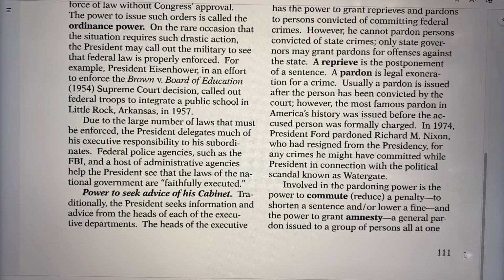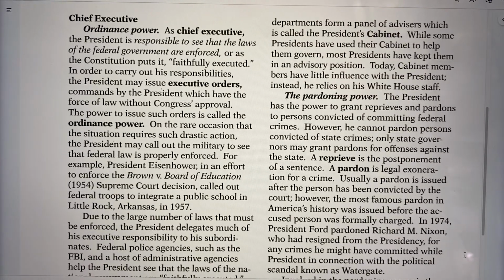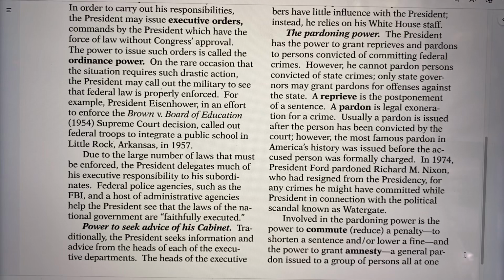And some use their powers, and others keep them in an advisory position, and they just advise the president. But some basically use the power in this. But the president has power to seek his cabinet. Today, cabinet members have little influence with the president like they did in the past. Today, he relies mostly on his White House staff, and we'll talk about that too. So it says, while some presidents have used their cabinet to help govern, most presidents have kept them in an advisory position, right? And today, cabinet members have little influence with the president. Instead, he relies on the White House staff. It says right there.